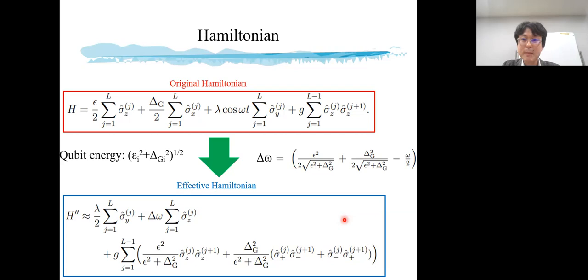Okay, so let me summarize my mathematical transformation. Initially, I start with this Hamiltonian, and I go to the rotating frame with the rotating wave approximation, and we arrive at this effective Hamiltonian. The interesting point is that originally we have only GG interaction. However, in the rotating frame, we have the flip-flop interaction as well. This is the Heisenberg-type interaction, or XXZ model.